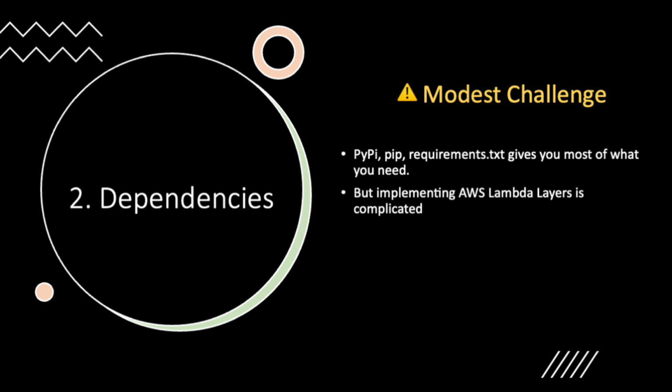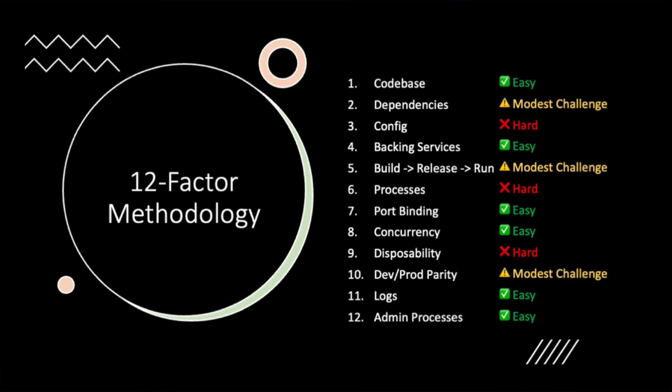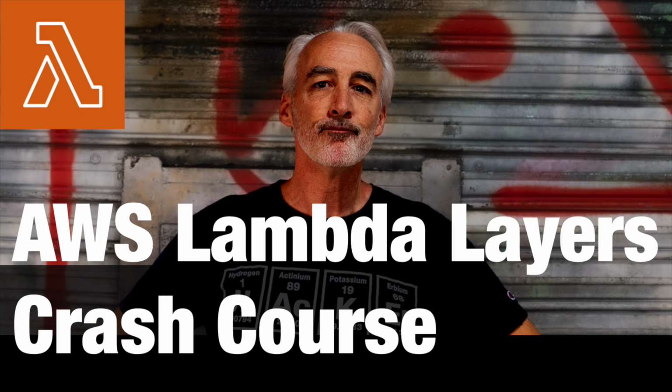Number 2, dependencies. Explicitly declare and isolate dependencies. This would be easy thanks to pip, except that we're also using AWS Lambda layers for this project, and there are a lot of moving parts to this in order to satisfy factor 5, build, release, run, and factor 9, disposability. I made this video about how to create AWS Lambda layers with Terraform, and you might want to check that out.